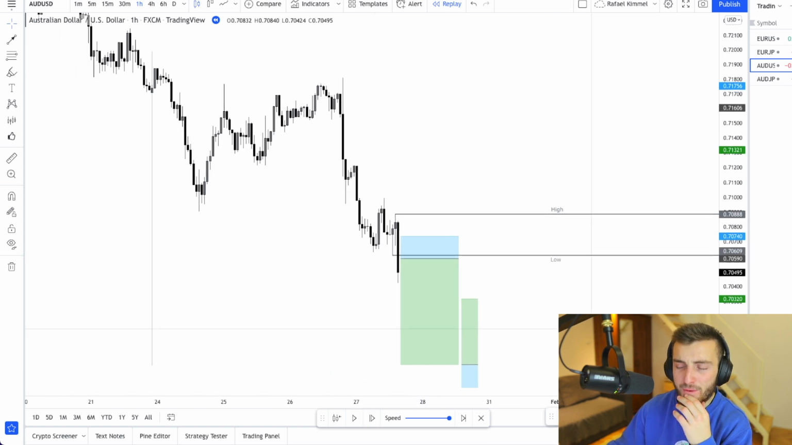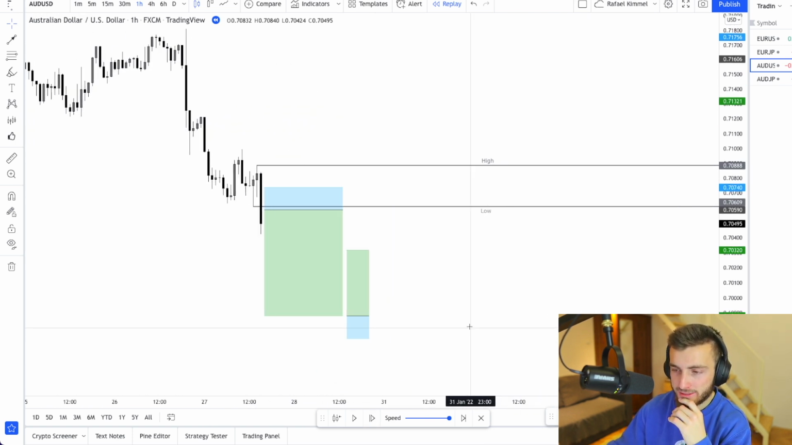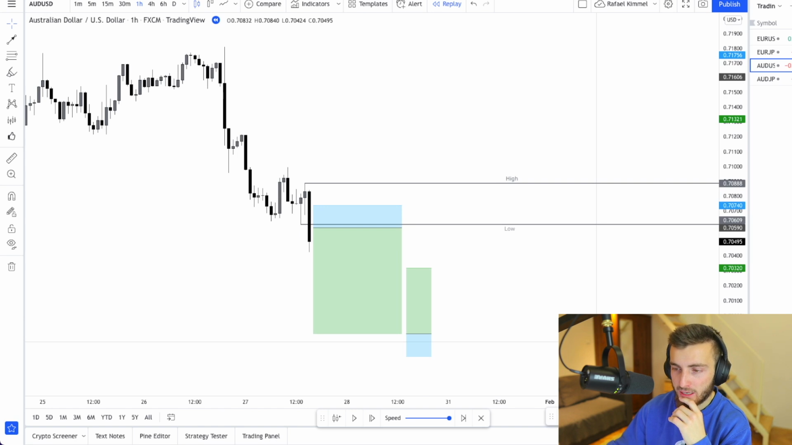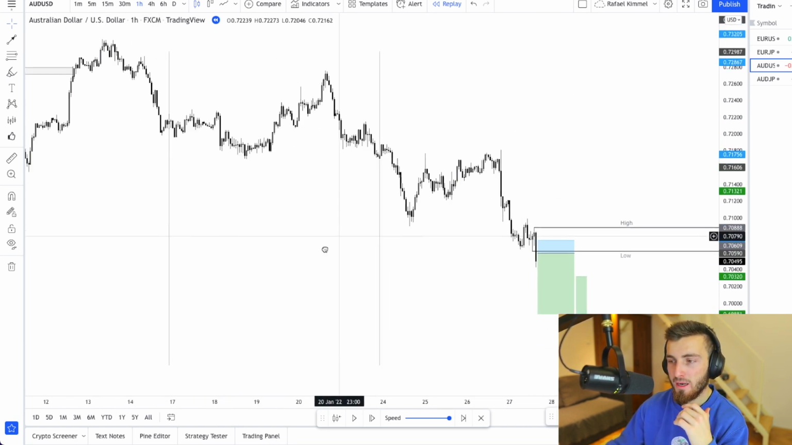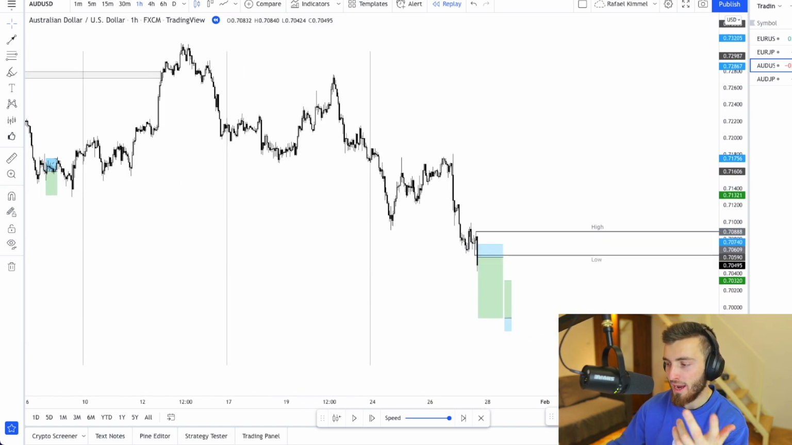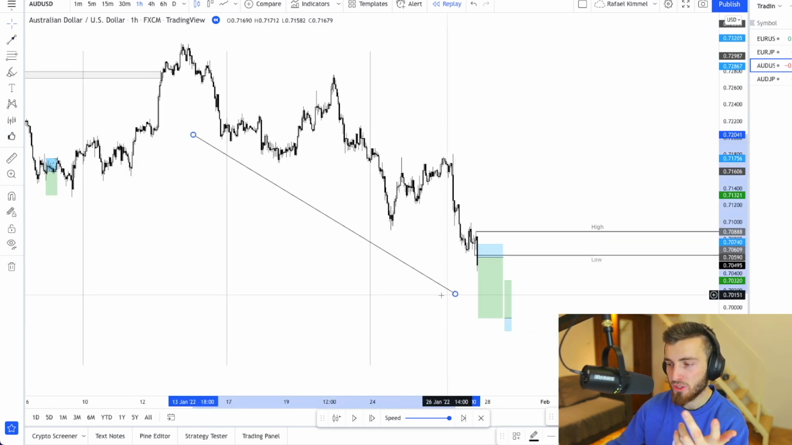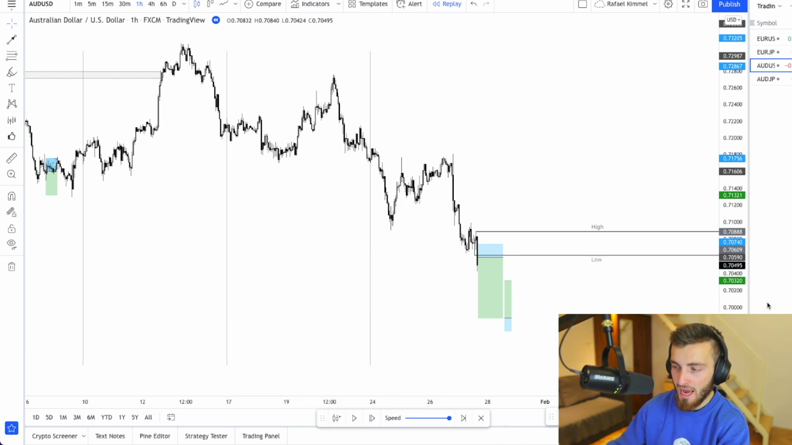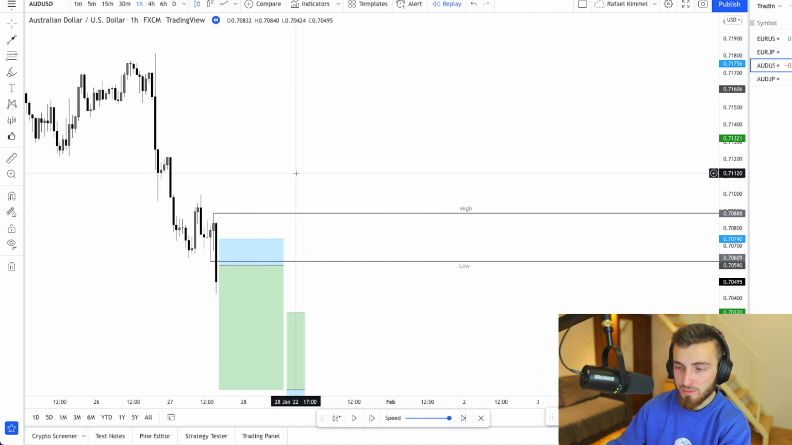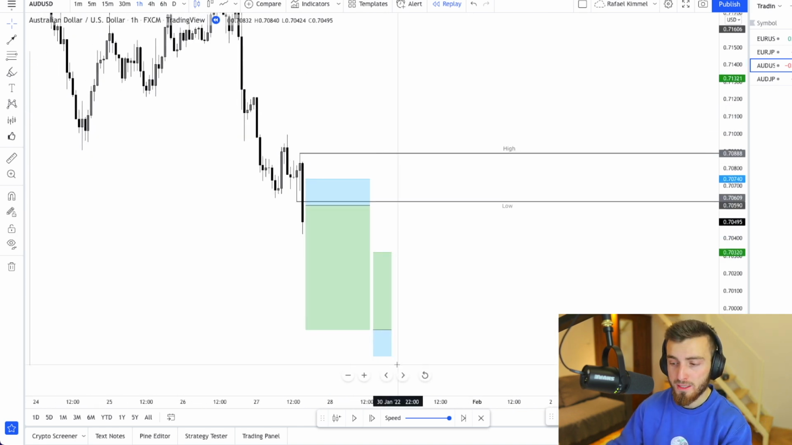Boom, very solid impulsive candle down. And this to me was like, yeah, there's still a lot of momentum short. And once again, what's the higher time frame trend? It's bearish. So if the higher time frame trend is bearish and I'm seeing momentum after a correction to the overall trend, I want to enter.